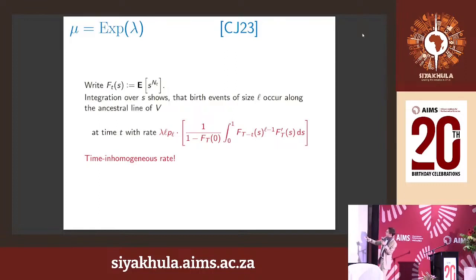But the important part is capital T minus small t. There's a small t. This rate is time inhomogeneous. Like I said, we start with a time homogeneous process. We look backwards, and it becomes time inhomogeneous.